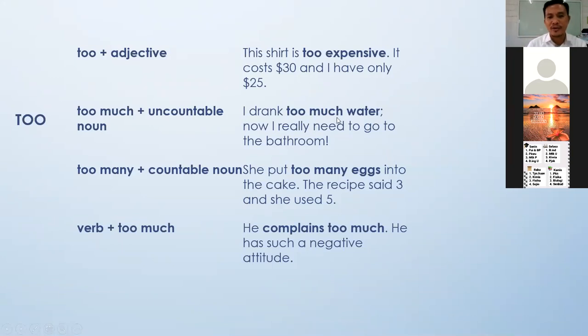too much sugar, okay? So, I really need to go to the bathroom. I drank too much water, now I really need to go to the bathroom. So, here is an example, too, and then much, and then uncountable noun. What is the uncountable noun here? The water. The next is, too, can be followed by many, and then plus countable noun.